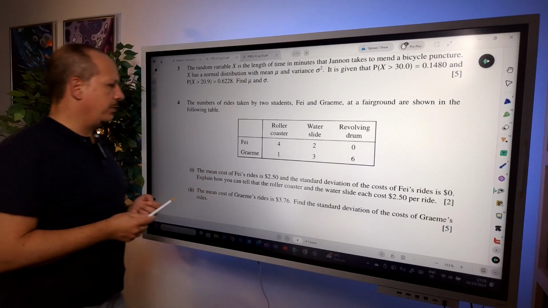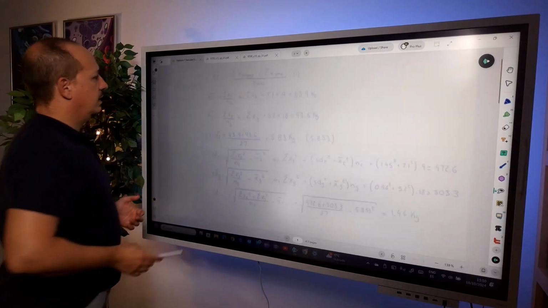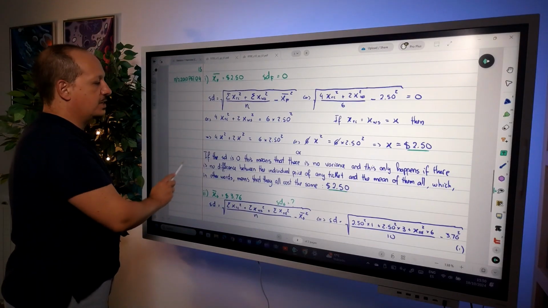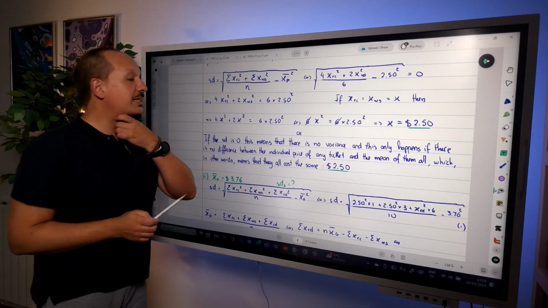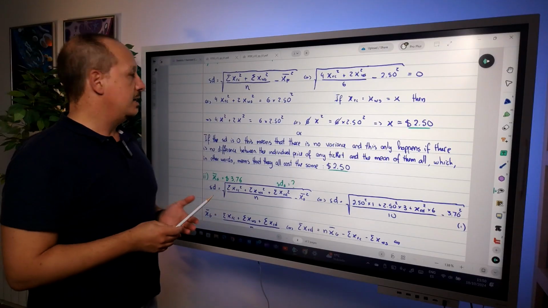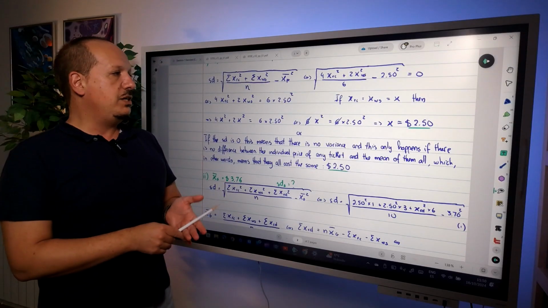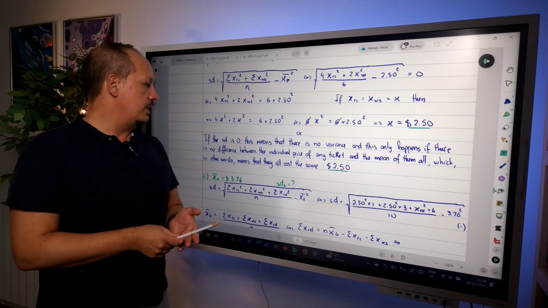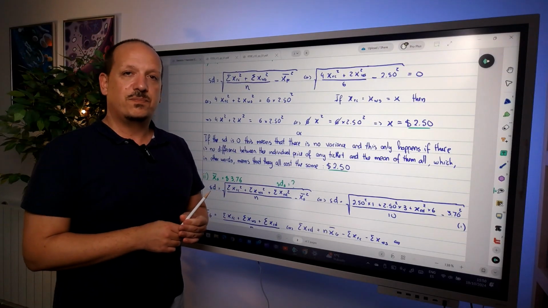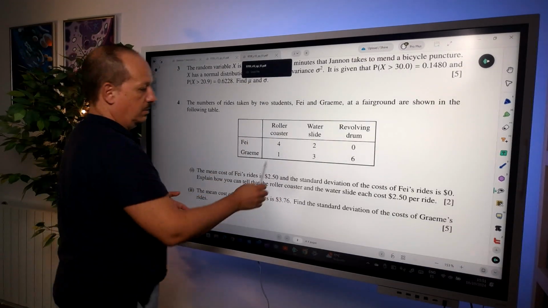How could you provide this answer for an exam? I have 2 different ways. I use math and I use English. So I use both languages. I'm going to start with the English. So I wrote, if the standard deviation is 0, this means that there is no variance, and this only happens if there is no difference between the individual price of any ticket and the mean of them all, which, in other words, means that they all cost the same, $2.50. You got this value, by the way, because it actually tells you over here already.